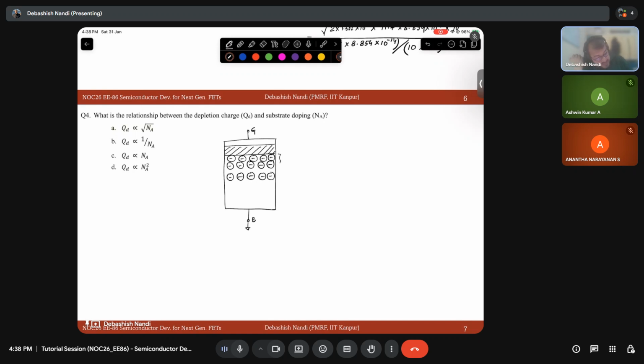So QD is this charge, right? Yes, sir. So QD is equal to Q times NA, times W depletion. This dimension is W depletion. Can I write that? This is per unit area, okay?